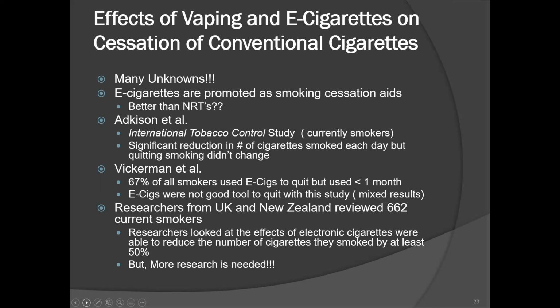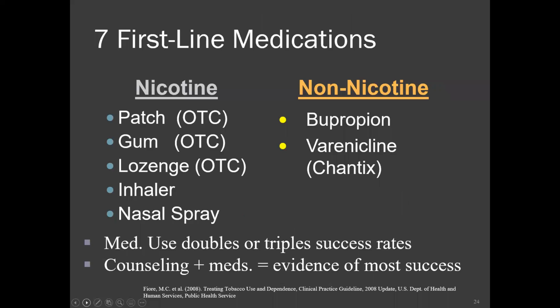Researchers from the UK and New Zealand reviewed over 660 current smokers, and looked at the effects of e-cigarettes. They were able to reduce the number of cigarettes they smoked by at least 50%. So the central theme here is that e-cigarettes may be very helpful in reducing the number of cigarettes, in some cases very significantly, but more work is needed, not necessarily in quitting smoking. This really needs to be reviewed more, just as we said in the earlier portion of the presentation. So now let's look at the medications.